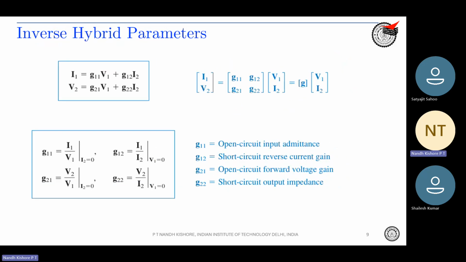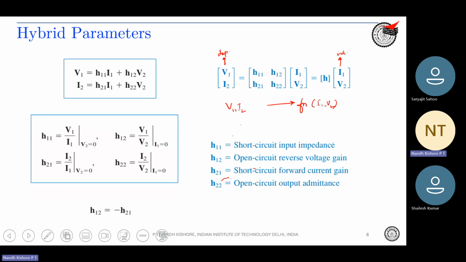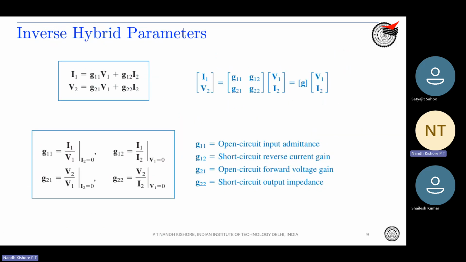And finally, you have your inverse hybrid parameters, G parameters, which is again complementary. So earlier you had V1, I2, right? And now you will be having I1, V2, just the opposite. I1, V2 is a function of V1 and I2. And of course, I1 and V2 are going to be your dependent variables, and V1 and I2 are going to be your independent variables.